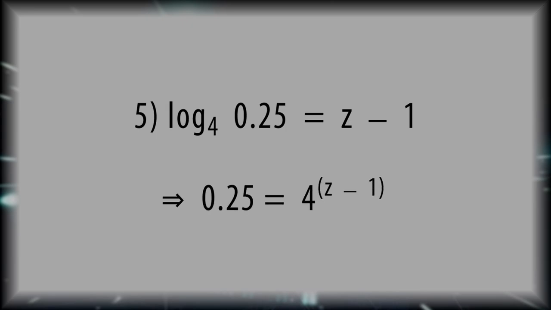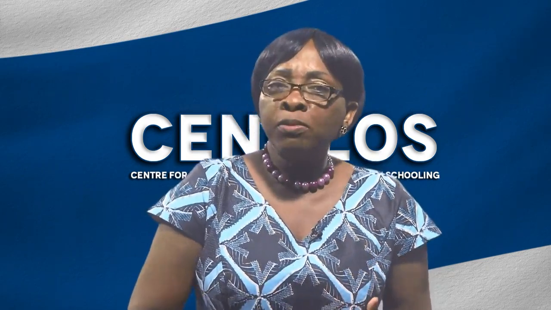So again, the number is 0.25, and that should be equal to our base, which is 4, raised to the power z minus 1. Remember to put the z minus 1 into brackets. Good. Let us now evaluate some expressions in logarithms by first changing them to indices and then solving them using the laws of indices. We'll take 3 examples.